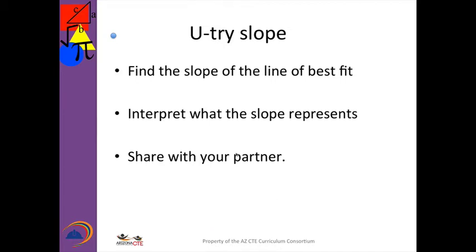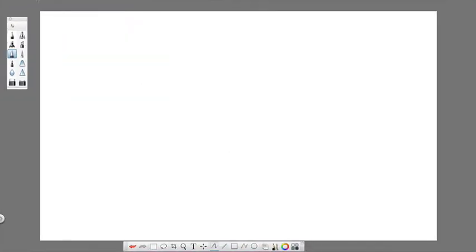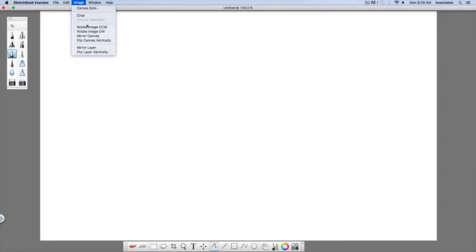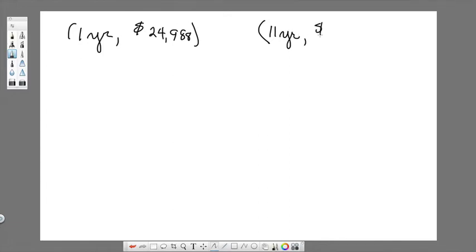All right, let's go to our slates. And I picked, oops, let me get back here. Let me get off that. All right, so I picked a 1-year-old truck, and the cost that the truck sold for was $24,988. And again, in my ordered pairs, I'm putting the labels on so it'll help me define this. And then I picked one at the other end. I picked an 11-year-old truck, and the cost for this truck was $6,950.